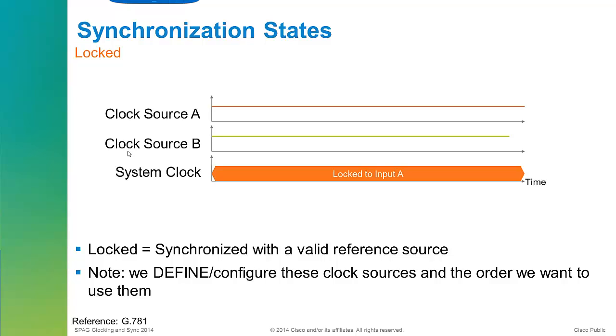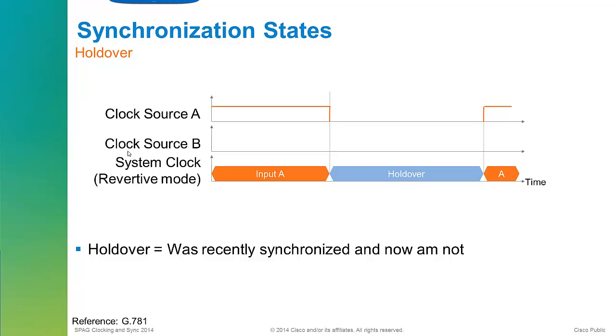So in a normal state, we're locked to input A, so that means A is a valid reference source, and we're synchronized to it. So that's what's called locked, and that's the state you'd like to see. That's the one you really want to be in under normal situation. But what happens if you only have one source and you have no second source, or the second source has disappeared, or you only have one configured? Then when you lose connectivity or you lose your input A, you go into what's called holdover mode.